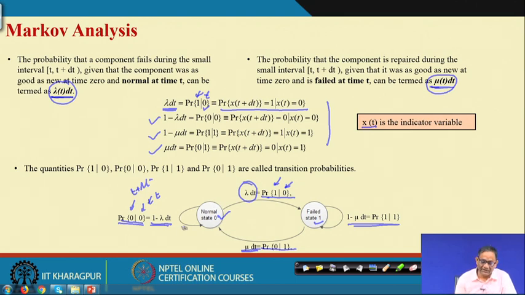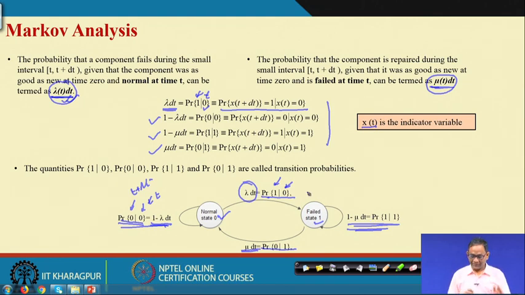So, as a result, given that the component at time t is normal, it will remain normal at time t plus delta t with probability 1 minus lambda t delta t, that is what is written here, and in the same way for the failure case you can write like this.